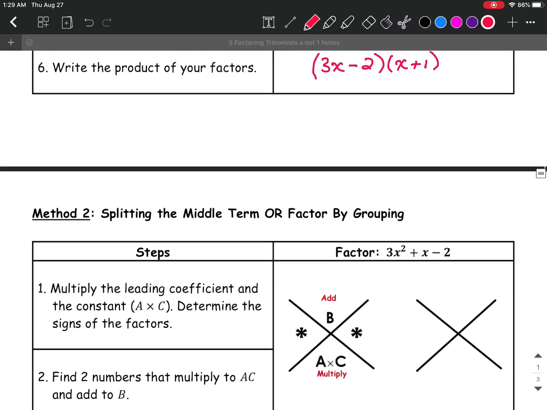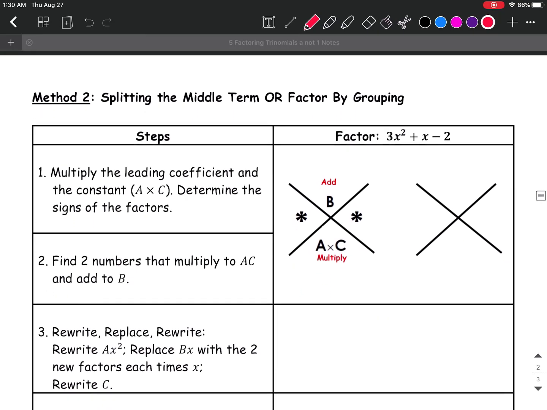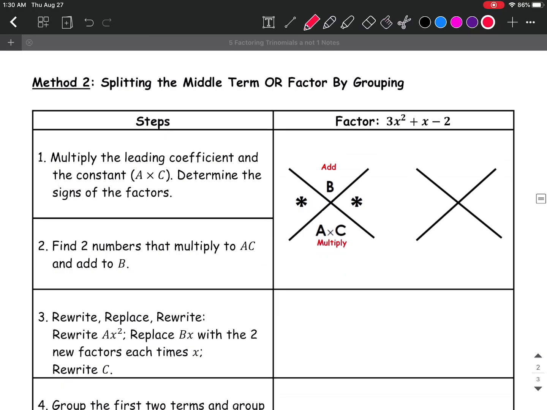Now, I'm going to take that same example, 3x squared plus x minus 2, and this time we're going to factor by splitting the middle term, or some people say we do it by factoring by grouping. Okay? Now, it starts out the same way. We multiply the leading coefficient and the constant. 3 times negative 2, that's negative 6. Okay? Starts out the same way.